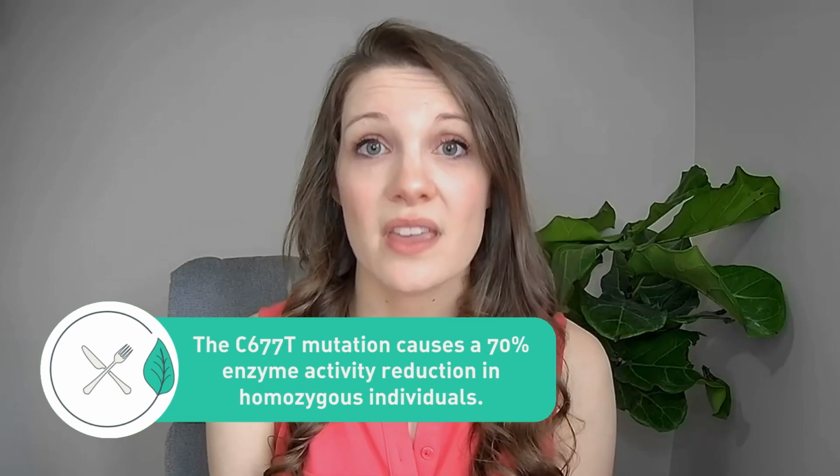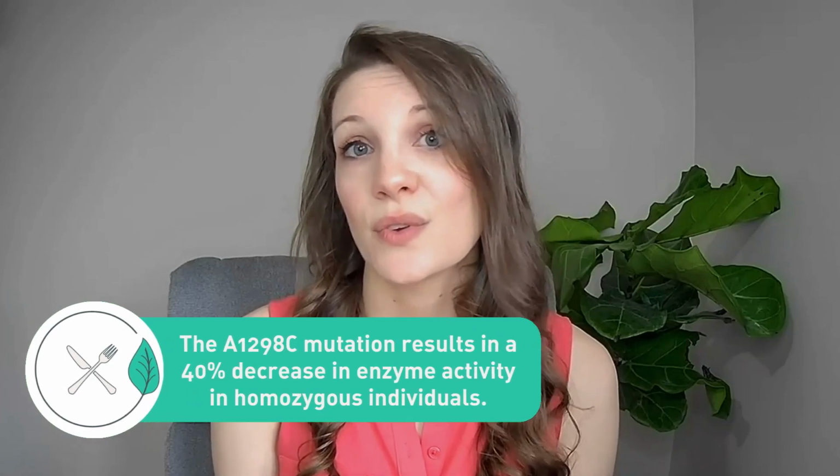There are 30 different MTHFR gene mutations, but there are 2 that are the most common and the most researched. The first one is C677C, whose mutation is C677T, which results in a 70% decrease in enzyme activity for those who are homozygous for the mutation. The second one is A1298A, whose mutation is A1298C. And this results in a 40% decrease in enzyme activity for those who are homozygous for this mutation.